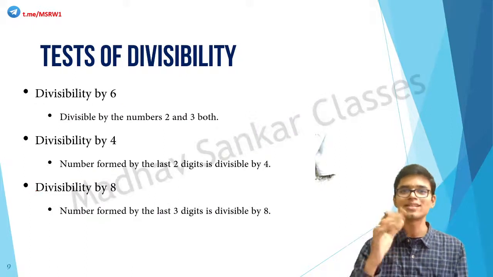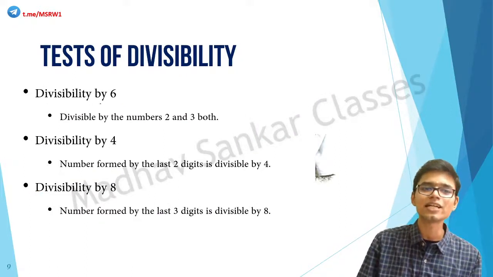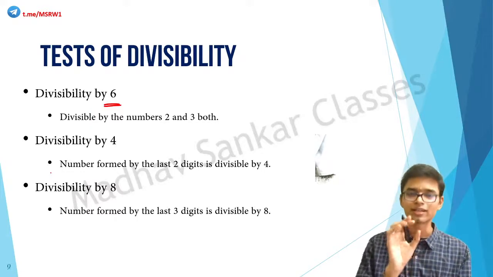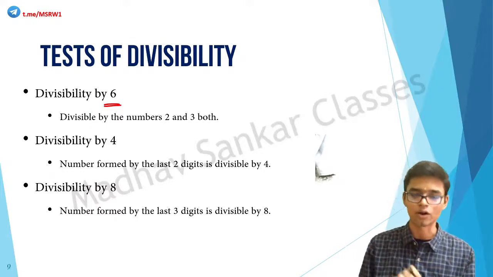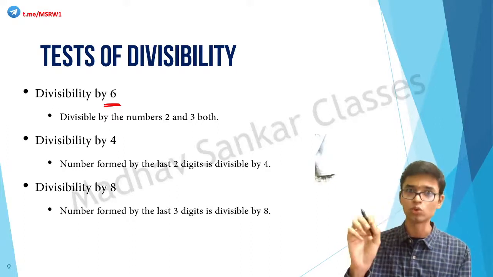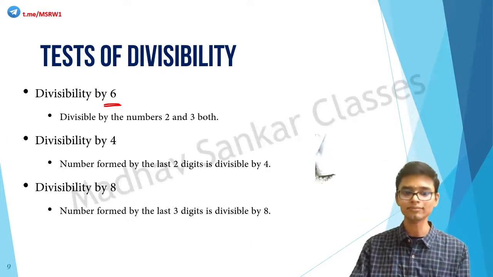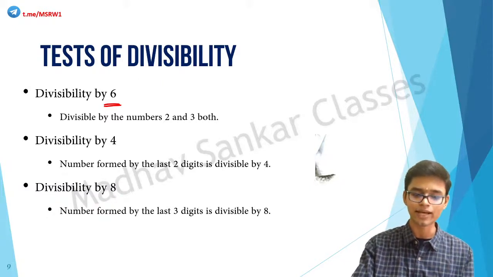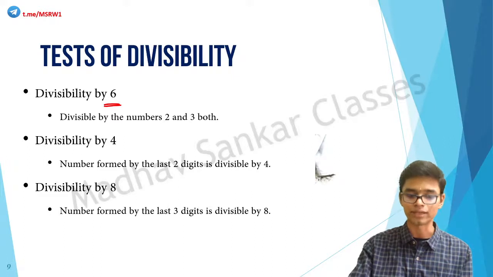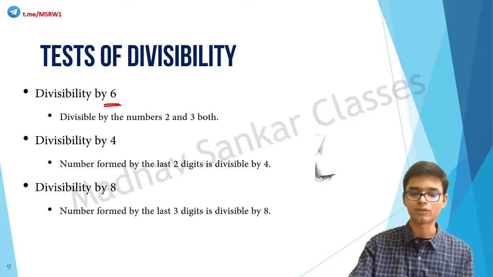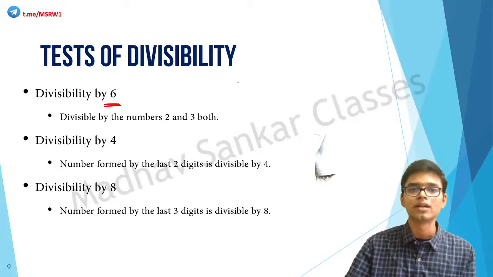Moving on. So these are the easier ones. Now this is divisibility by 6. How do you do this? In order to check whether a number is divisible by 6 or not, all you have to do is check if that number is divisible by 2 and 3. That's it. Check if that number is divisible by both 2 and 3. If it is, then the given number is divisible by 6. Otherwise, it's not.